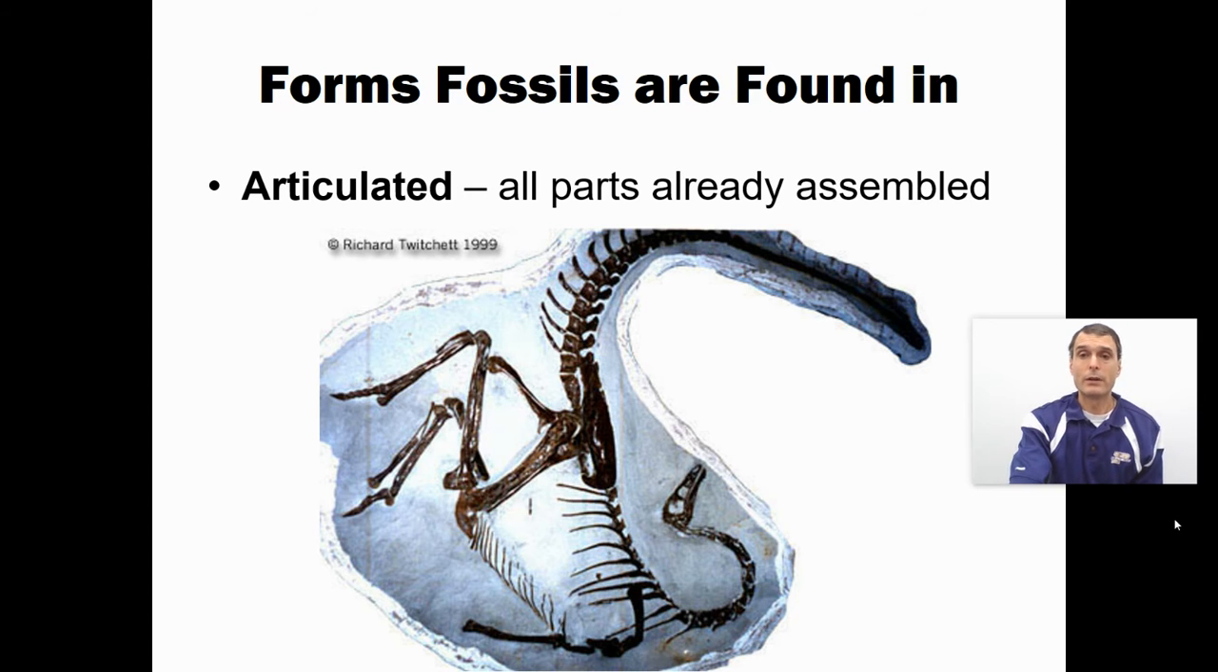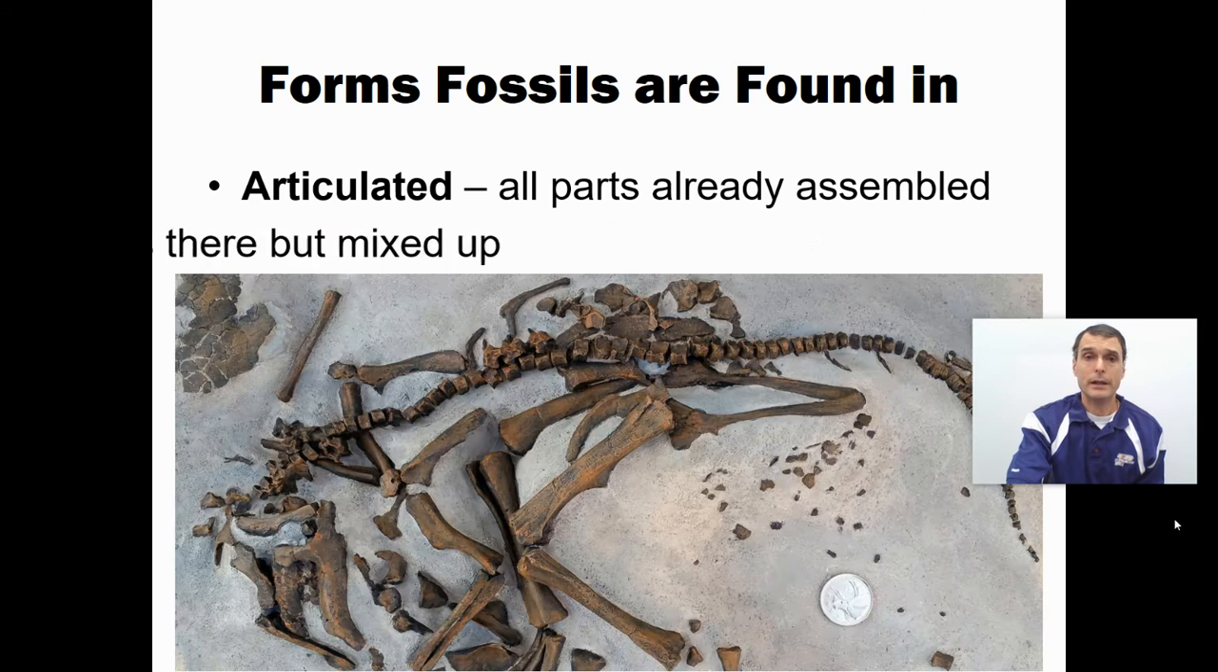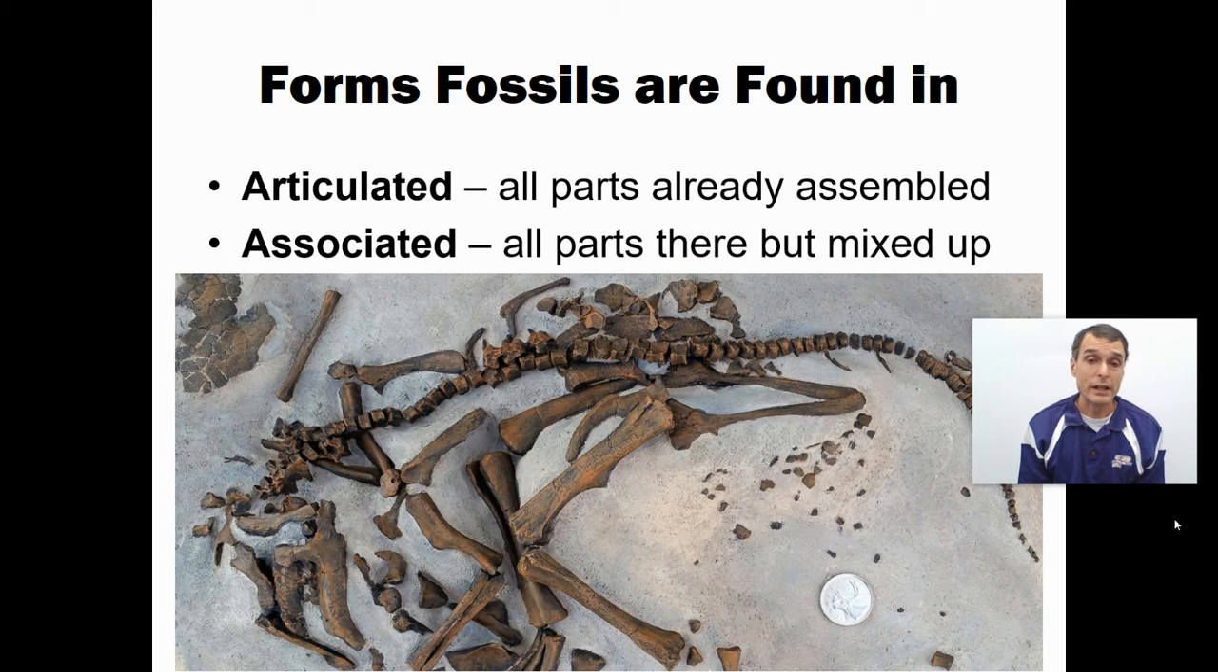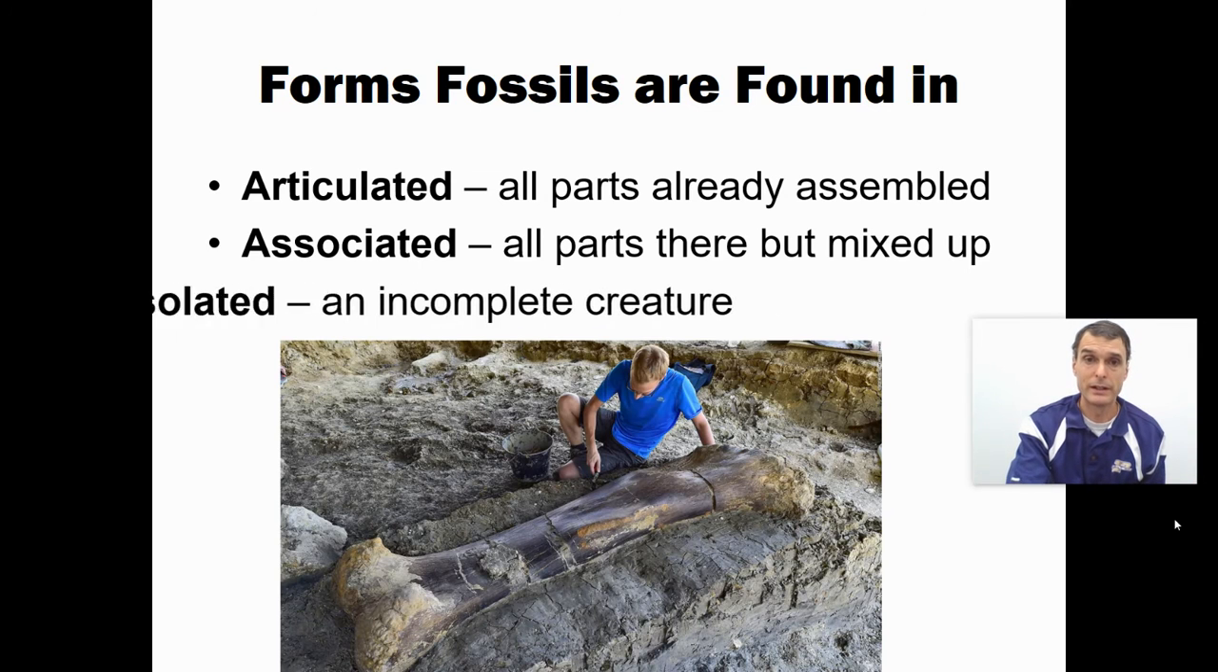Okay, so how do we find fossils in the ground? There are several ways. Typically we find them in what's called an articulated fossil. This one is kind of rare. This is the creature is all put together. It'd be like going to the store and buying a puzzle, and you take it home and you open it up and it's already put together in the box. The second way we can find them is what's called an associated fossil. This is more like what you would expect. All the pieces are there, but they're mixed up. So again, it's like buying a puzzle. You open it up and they're all mixed up in the box. That's how you'd expect to find it.